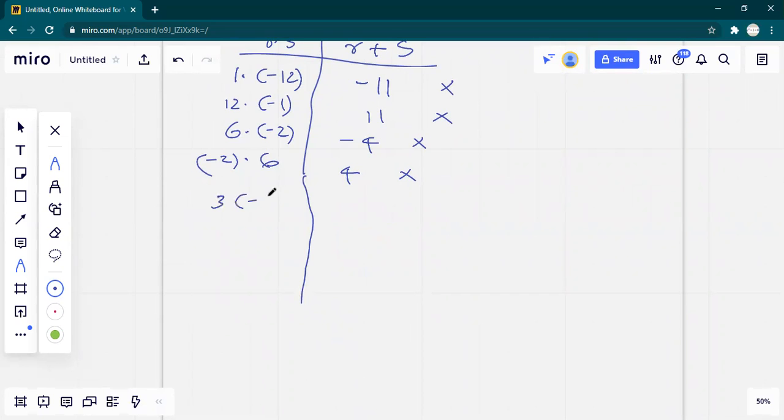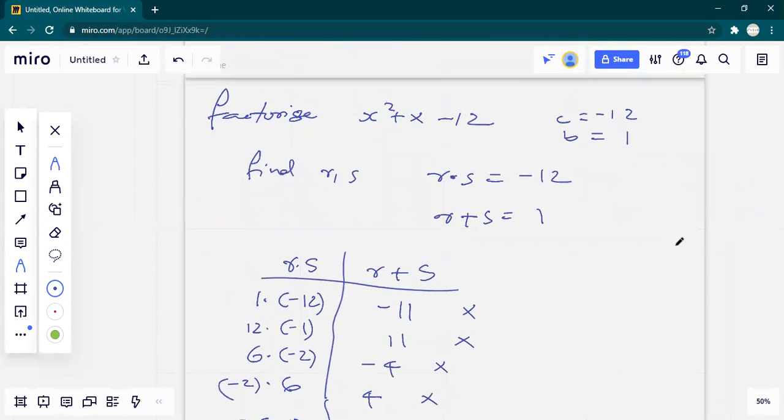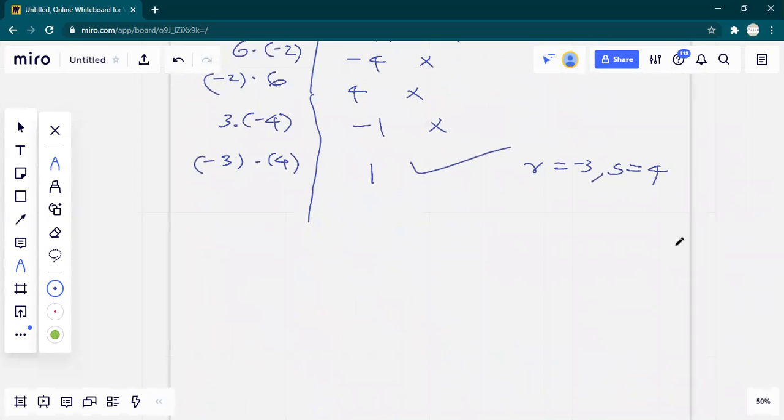3 times negative 4. The sum is 3 plus negative 4 is negative 1, not working. And the negative 3 times 4. Negative 3 plus 4 is equal to 1. I believe it's working. Okay, we can stop. So r is equal to negative 3. S is equal to 4. Good. Okay, let's apply the above guidelines.